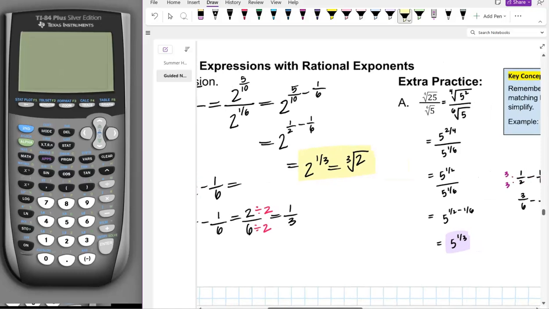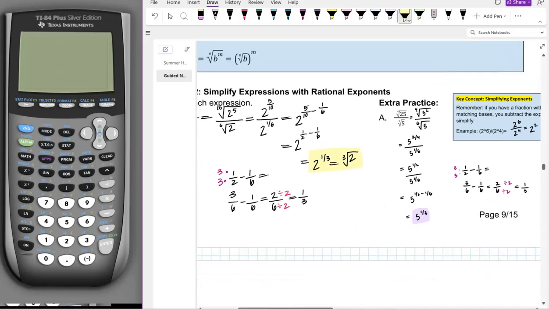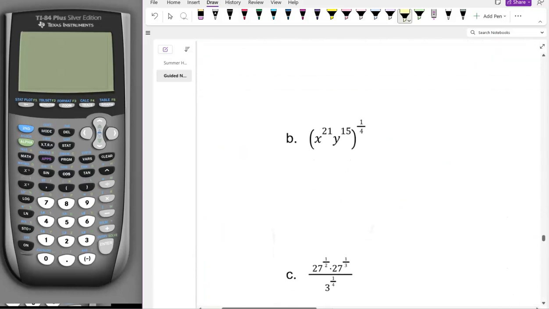There's a practice problem with the answer for you. And you might want to fill in the little box here about simplifying exponents, about subtracting the exponents to simplify, so that you don't forget that. And then we'll go to the next page for another practice problem.